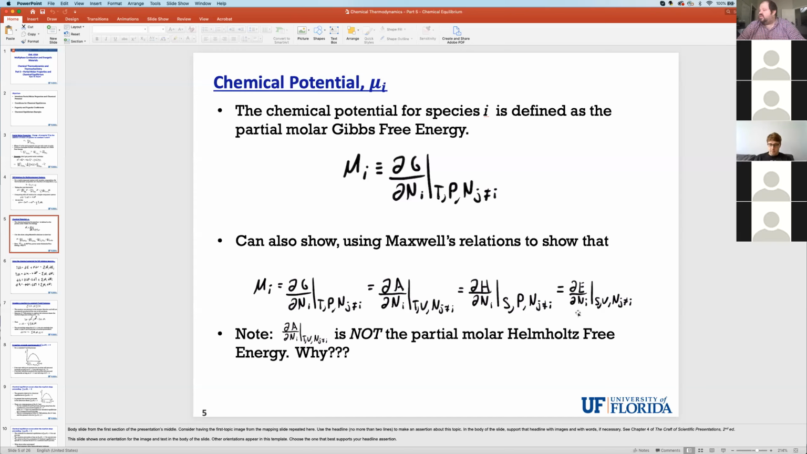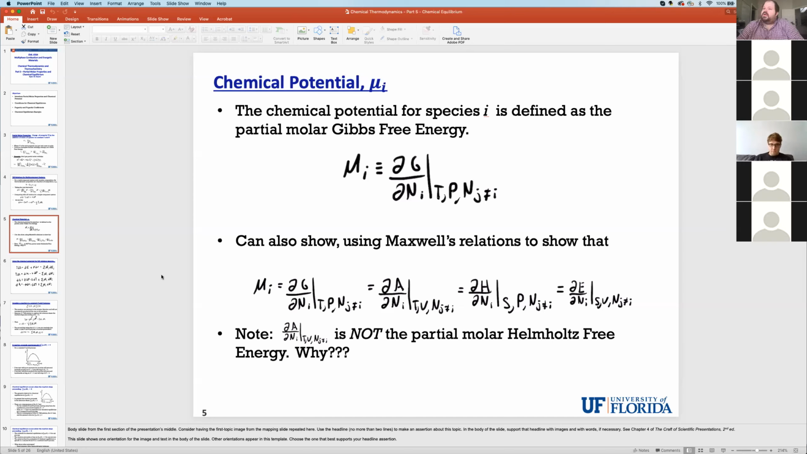And similar for the change of energy with respect to the number of moles of species i, but you're holding entropy and volume constant. Note that all of these properties here are not partial molar properties, and the reason is that temperature and pressure are not being held. So you cannot find the total Helmholtz free energy by just summing up the number of moles times all of these terms here. That's a pretty common mistake.